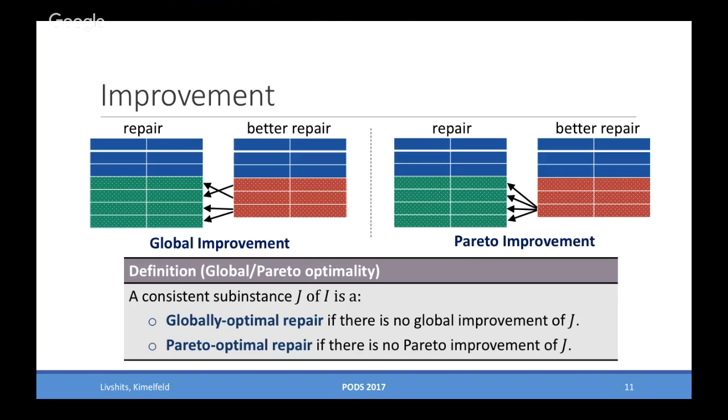Then we say that a consistent sub-instance is a globally optimal repair if it does not have any global improvement. And it is a Pareto optimal repair if it does not have any Pareto improvement.